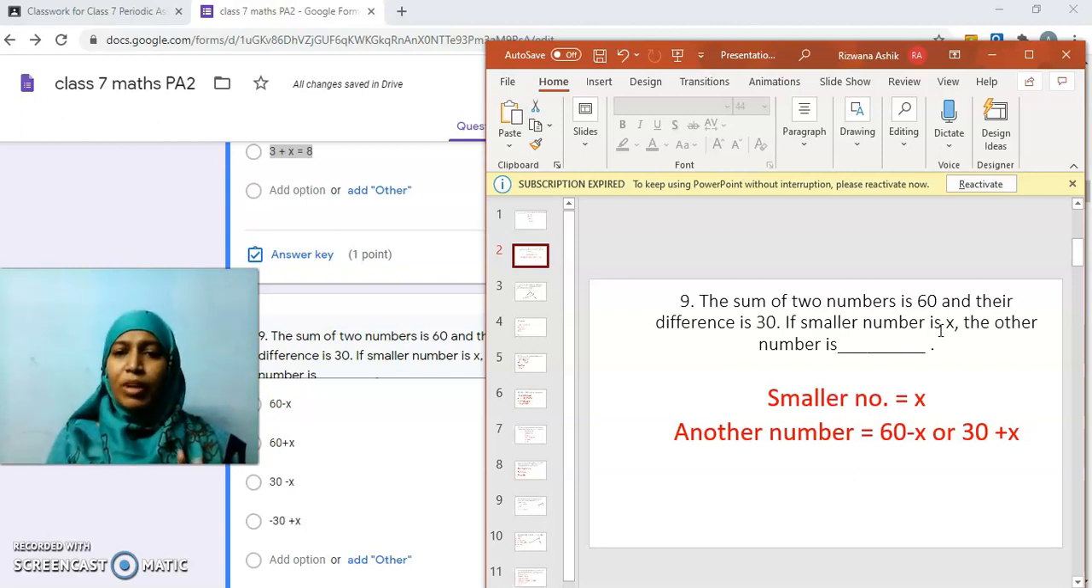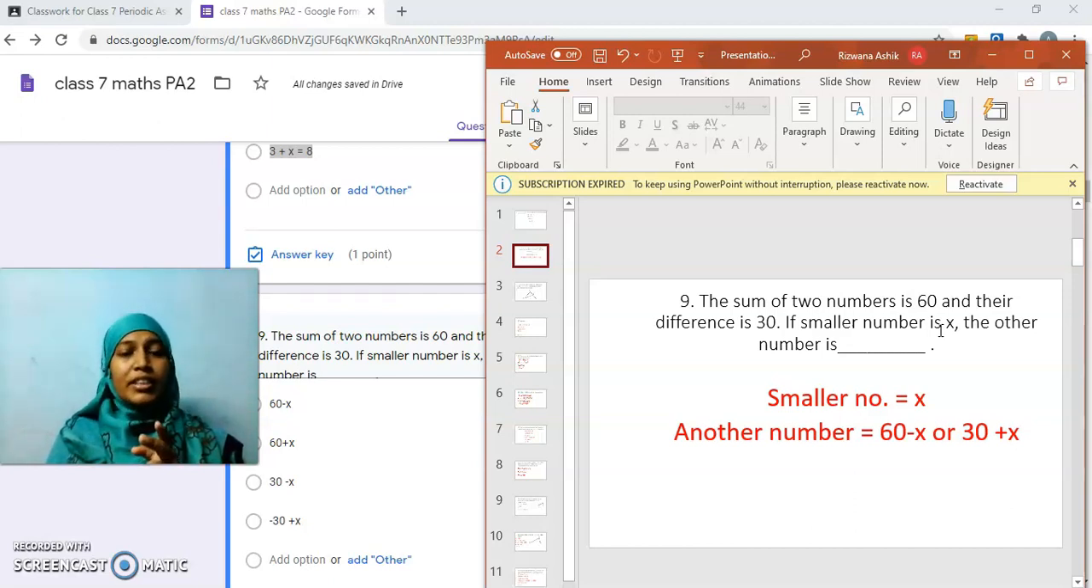So what will happen to that bigger number? Is it possible to have greater than 60? See, I have two numbers. One is x and another number I don't know. But if I add these two, I should get only 60. Will that other number be greater than 60? No. If I add itself, it should be only 60. How is it possible to have greater than 60? So that other number will be 60 minus x.